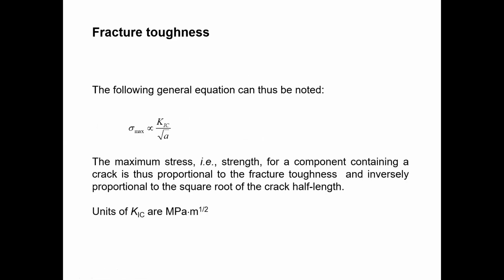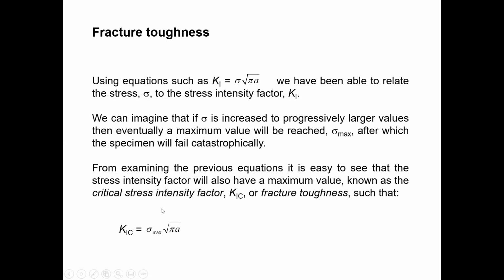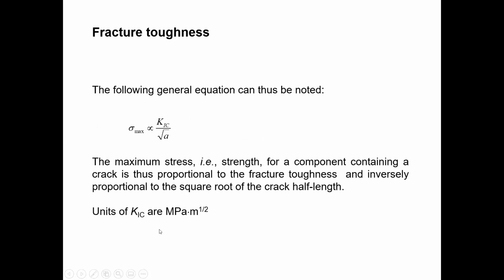So if you use this equation, this is a constant. The sigma maximum is directly proportional to KC and inversely proportional to the square root of A, if you know the half crack length and everything. So this is the kind of relationship between the maximum stress, KIC and the crack length.